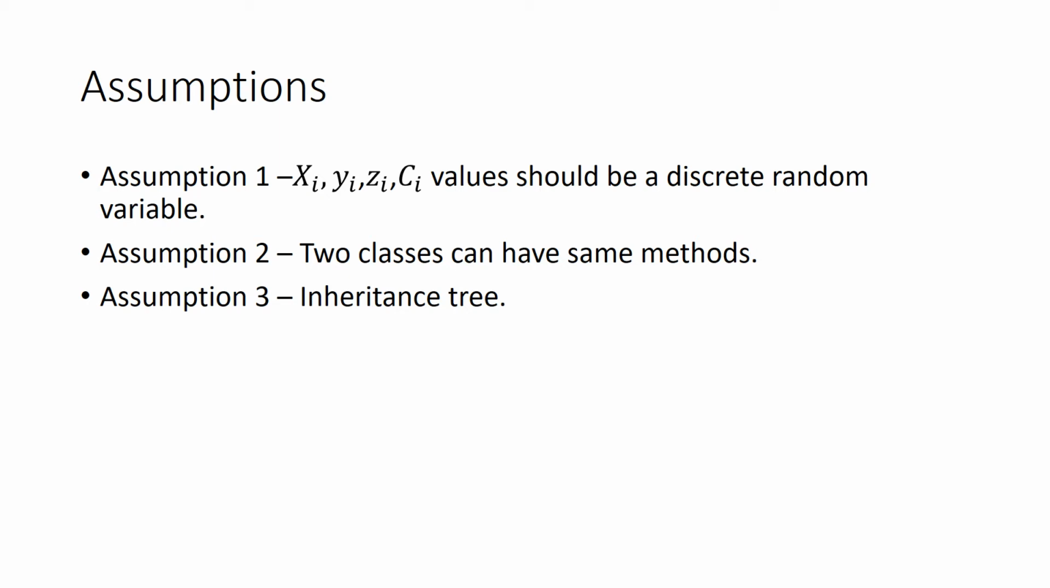Coming to assumption 2, two classes can have a method with similar functionality, but when we combine these two classes, the method from any one of the classes will become redundant. And assumption 3 is all about inheritance, which implies that the system will have classes that depend on other classes.